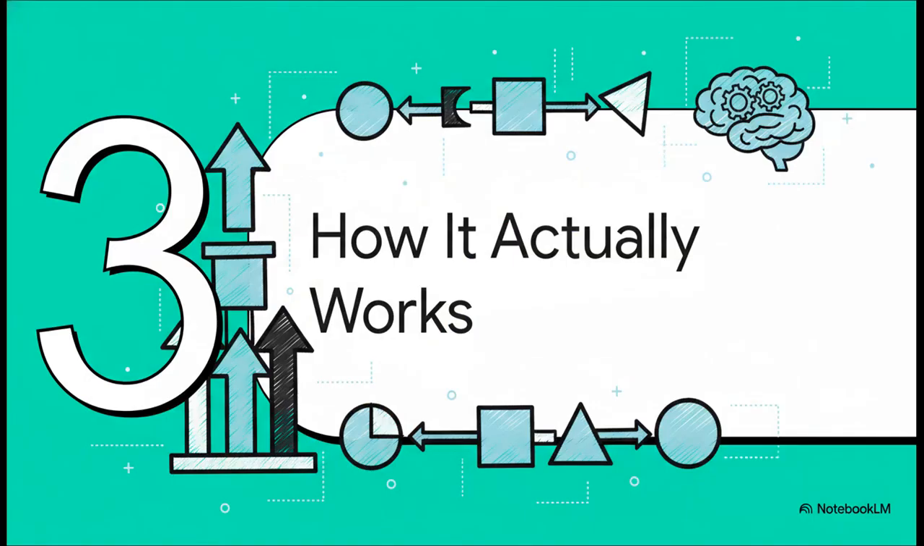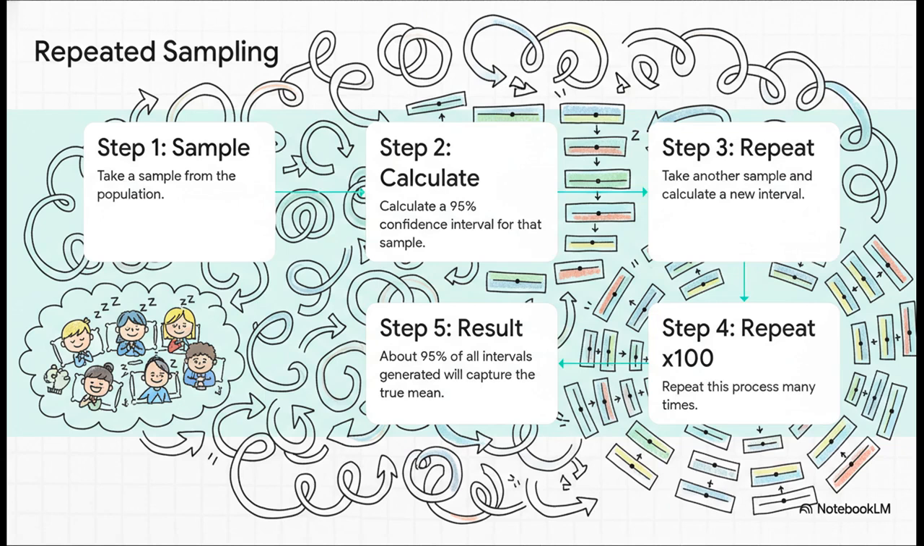Okay, so we've torn down the wrong way of thinking. Now let's build up the right way, from the ground up. What does it actually mean? The secret is to imagine doing this whole thing over and over again. So you don't just do your sleep study once. Imagine you do it 100 times. Each time you get a new group of students and you calculate a slightly different confidence interval. The 95% tells you that if you did this again and again, about 95 of your 100 different intervals would successfully trap that true unknown average.